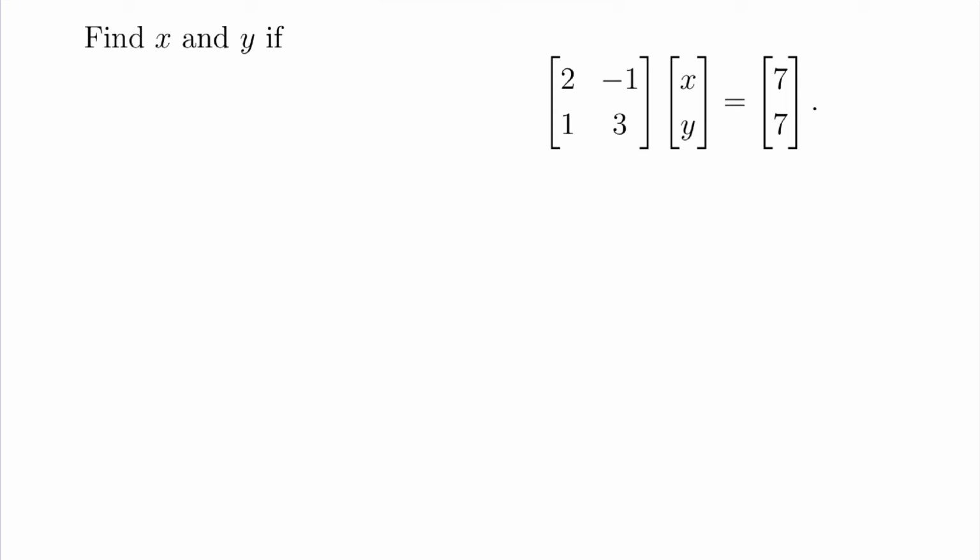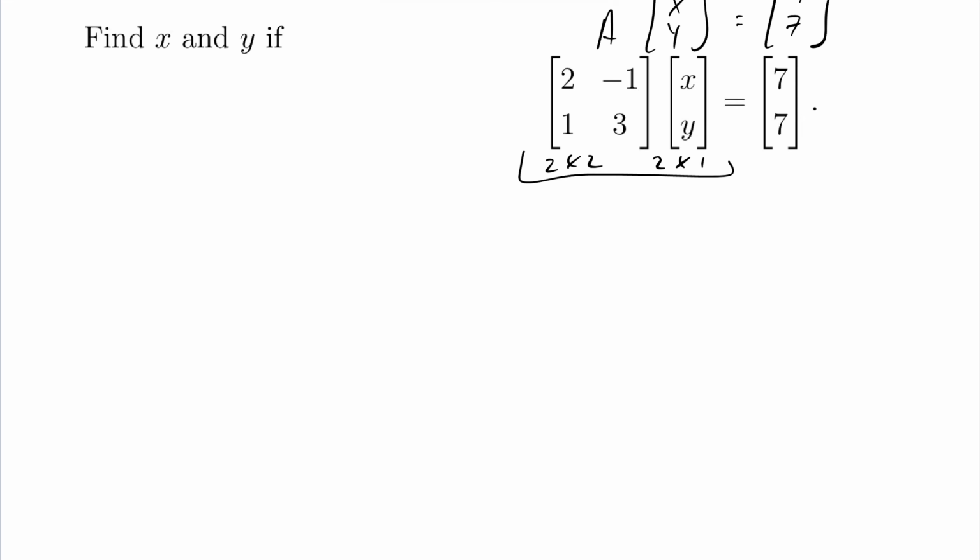All right, in the next question here, they give you the matrix. Let's call this matrix A. You're multiplying by the vector xy, and you want to know what values of x and y, such that when I multiply matrix A times xy, I get the vector 7, 7. So there's a couple ways you can do this. The first way we can do it is we can go ahead and multiply this out. Notice this is defined. This is a 2 by 2 matrix, and this is a 2 by 1 matrix.